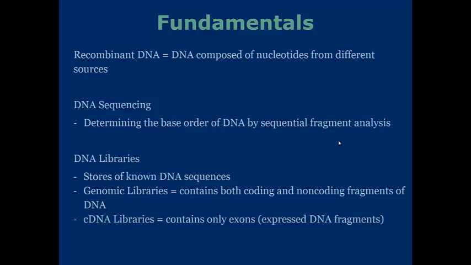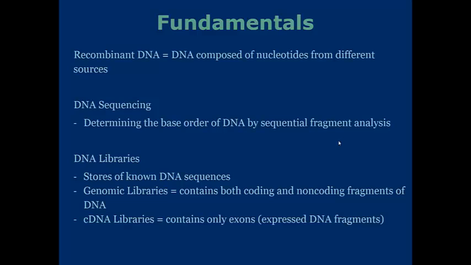DNA sequencing is what is used to determine these base orders of DNA, and this is done by things such as the Edman degradation, which we talked about in a previous lecture. DNA libraries are noted as stores of known DNA sequences, and these can be trillions upon trillions of bases long.